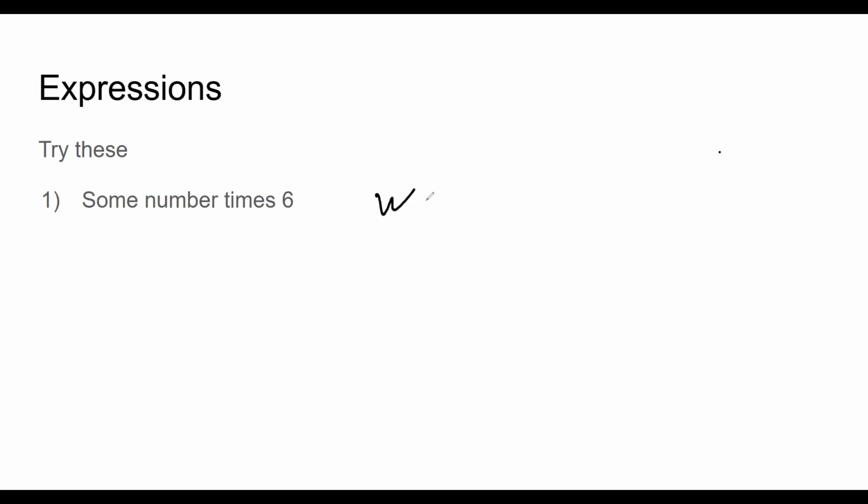Some number times 6. So you want some number, and I'm going to choose W and then times 6. Now, here's what we don't do. We don't use this X because now we're getting into algebra and that's going to mean a letter. So we don't write it that way. So some number times 6, W, that's fine. But the way we write it is 6W. You always put the number first. That's why.